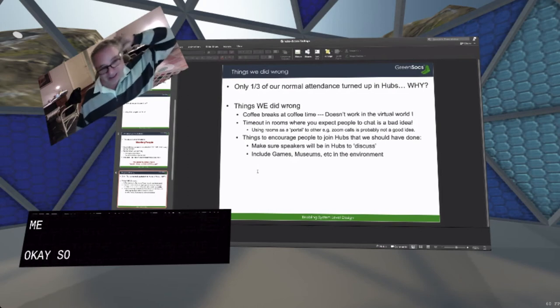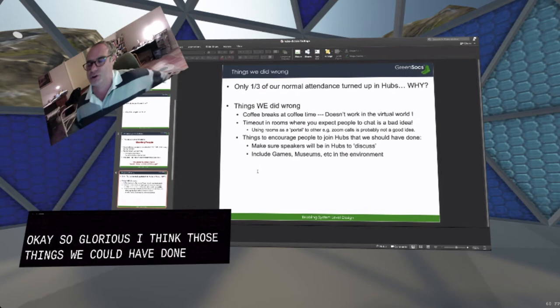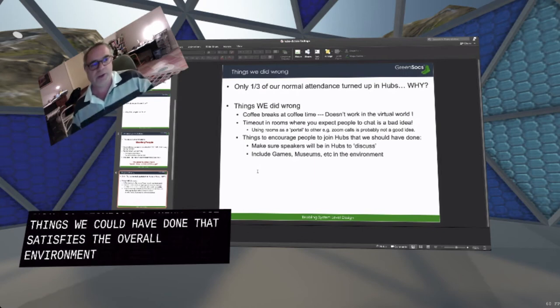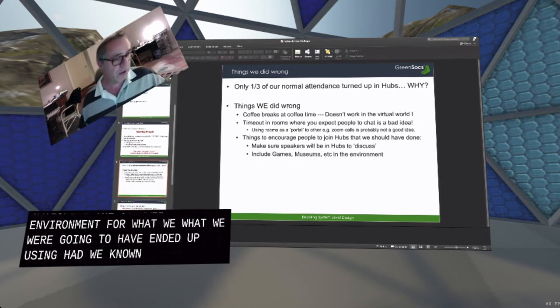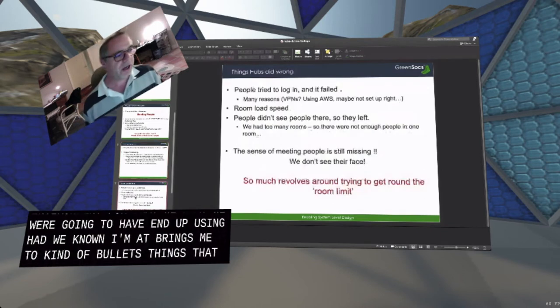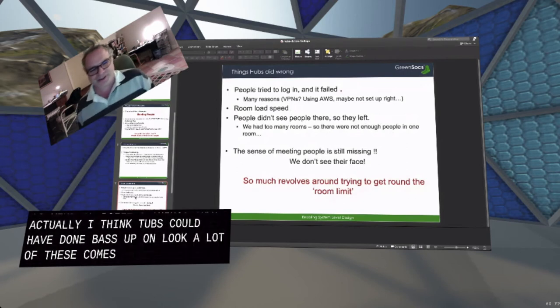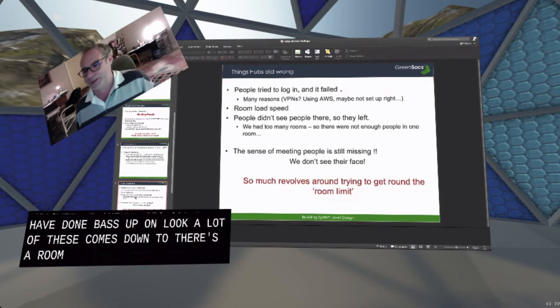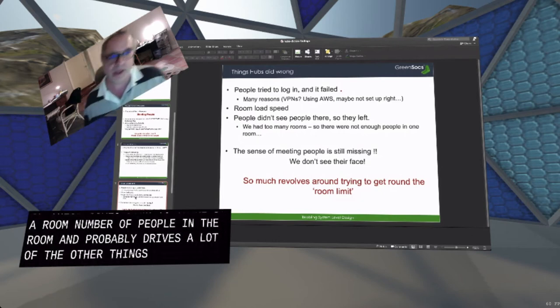So glorious. So I think those things we could have done much better. And look, we could have better sized our overall environment for what we were going to end up using had we known. And that brings me to the things that I think Hubs could have done better. And look, a lot of this comes down to there being a limit on the number of people in a room, and that probably drives a lot of the other things.